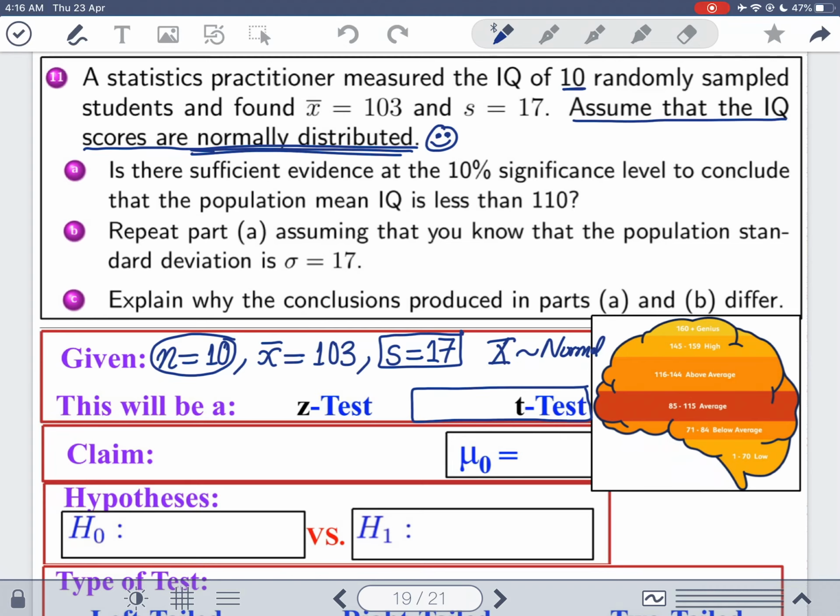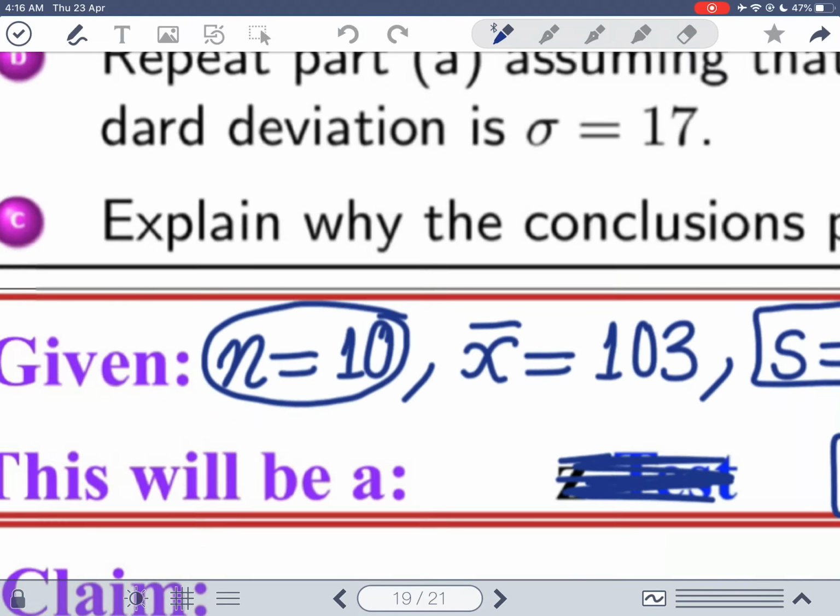So definitely we'll use a t-test, and degrees of freedom, I take this out first. Degrees of freedom will be 10 minus 1. So you take the sample size and subtract 1.